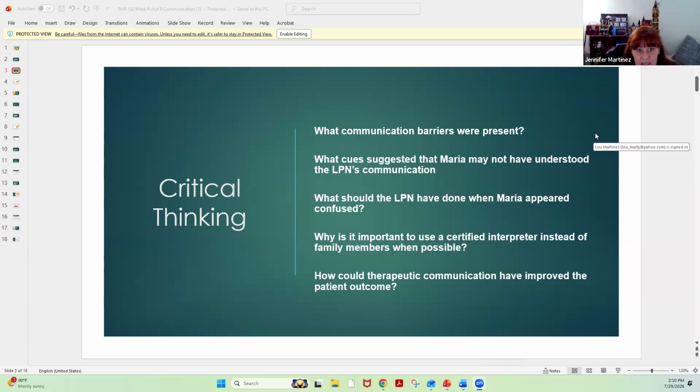We do have a lot of Spanish speaking staff, but I work night shift and we have limited resources on night shift. So we rely on interpreters. And the interpreters that we rely on, of course, are usually over the phone.